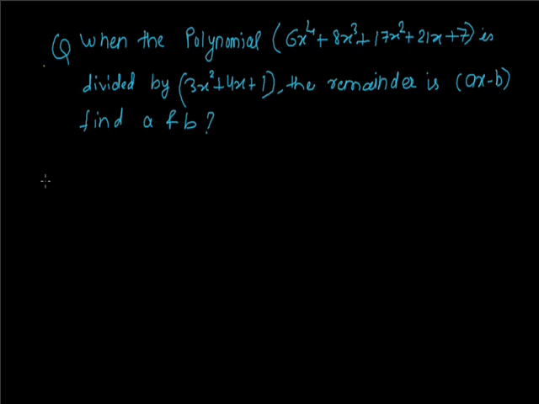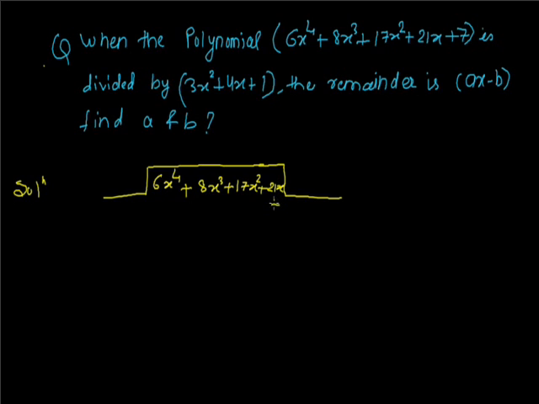So the solution of this question: 6x raised to the power 4 plus 8x cube plus 17x square plus 21x plus 7 is divided by 3x square plus 4x plus 1. From here, the dividend is 6x raised to the power 4 plus 8x cube plus 17x square plus 21x plus 7, and the divisor is 3x square plus 4x plus 1.